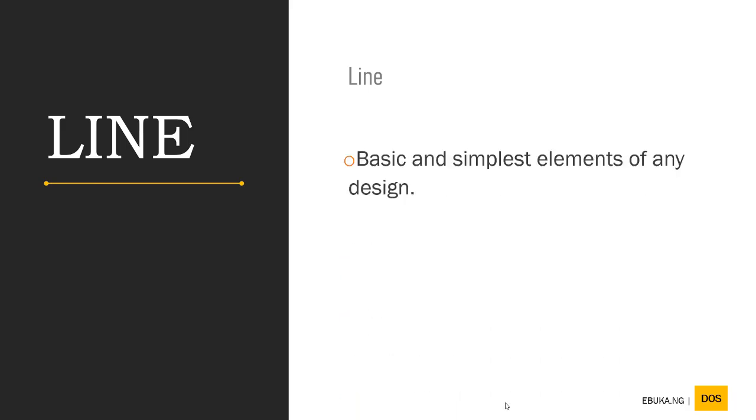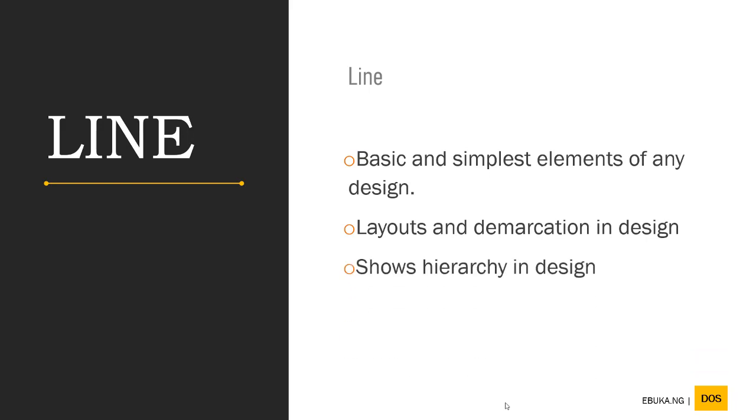What is a line? A line is basically the simplest element of any design you'd see. It is used for making layouts and demarcations in your design. It's also used for showing hierarchy in your design. That's what lines do.